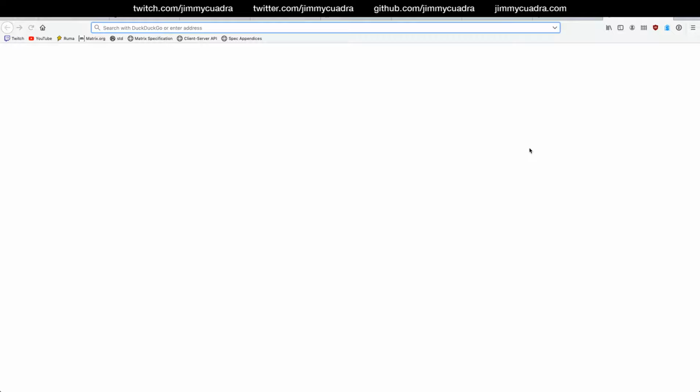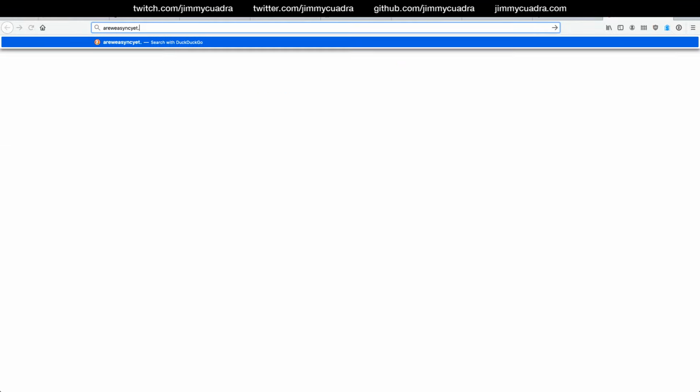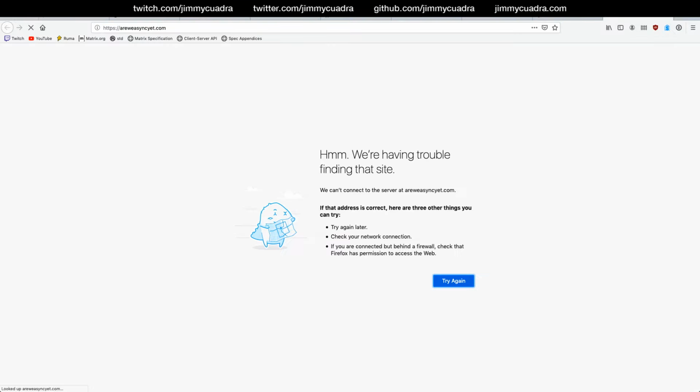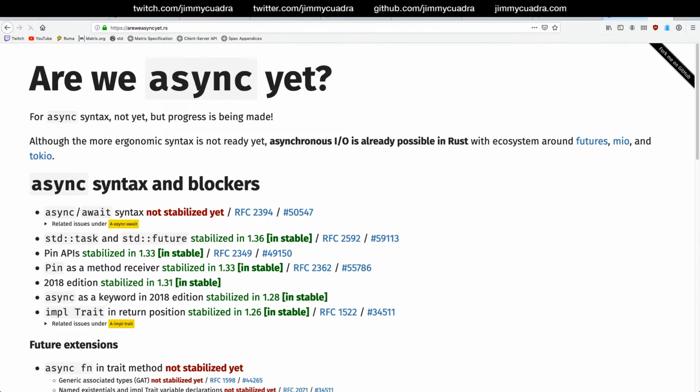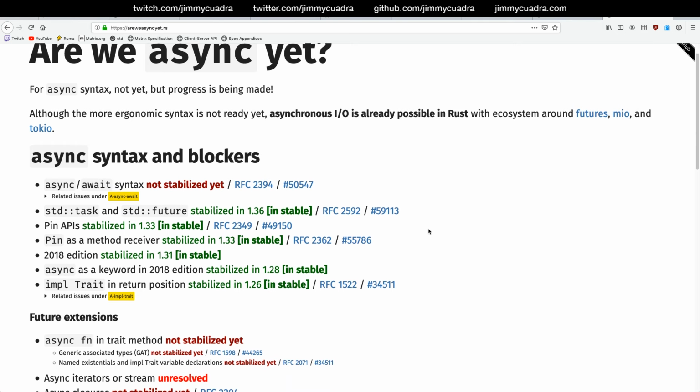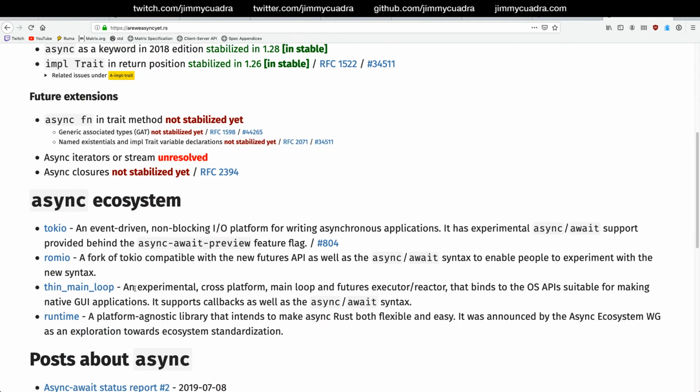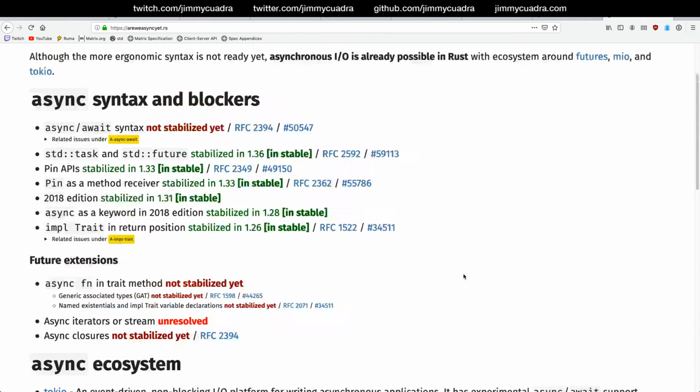If you want to learn more about asynchronous Rust, then you should visit areweasyncyet.com? No, this one's .rs. Well, they had to make it super confusing. So areweasyncyet.rs is the website that tracks the progress of async I/O in Rust, both in terms of the parts of it that are required by the language itself and the standard library, and also parts of the ecosystem that are built on top of it that pretty much everyone uses. So there's a lot to learn about this.